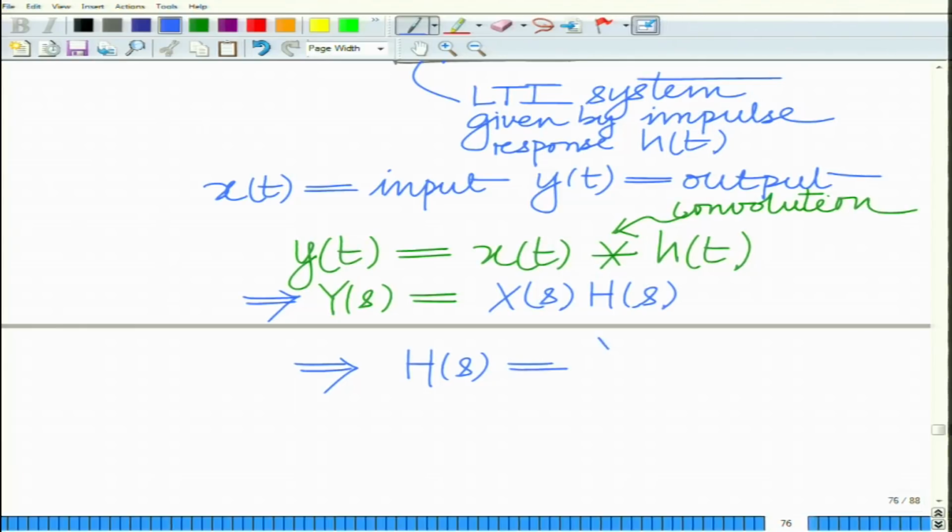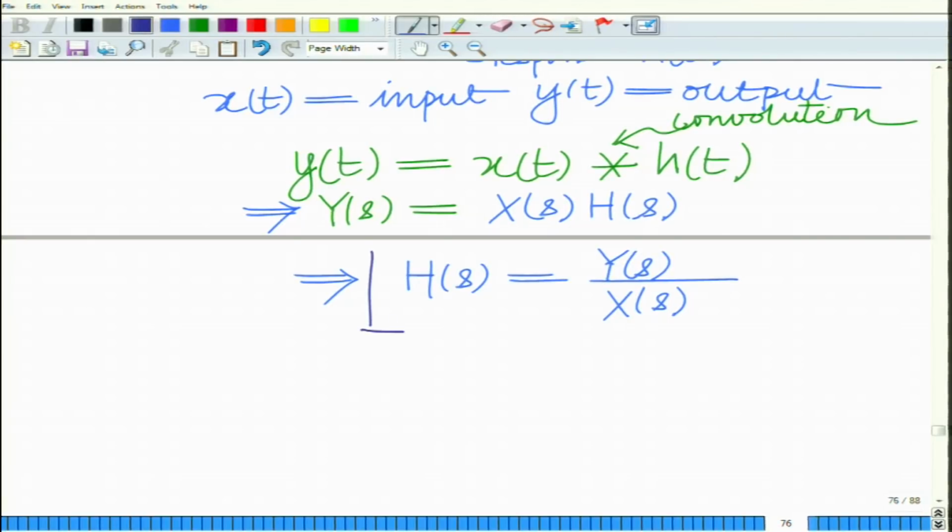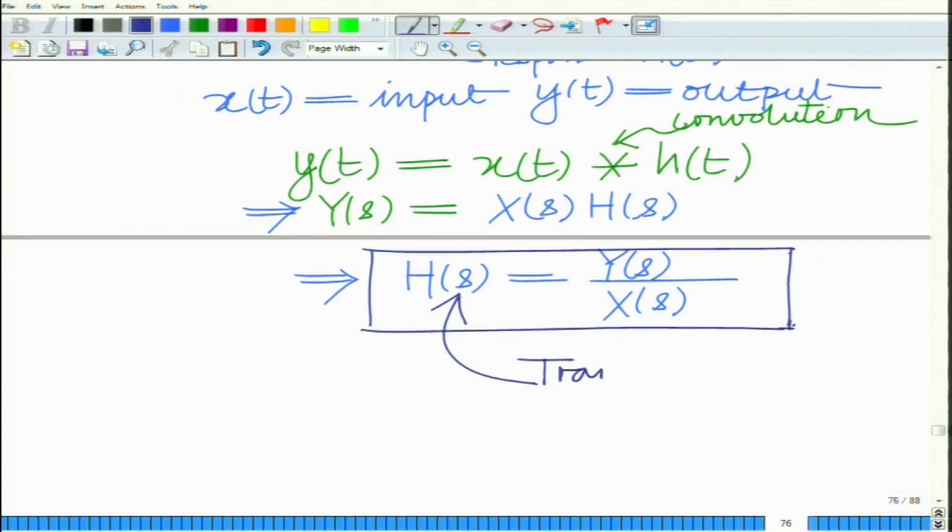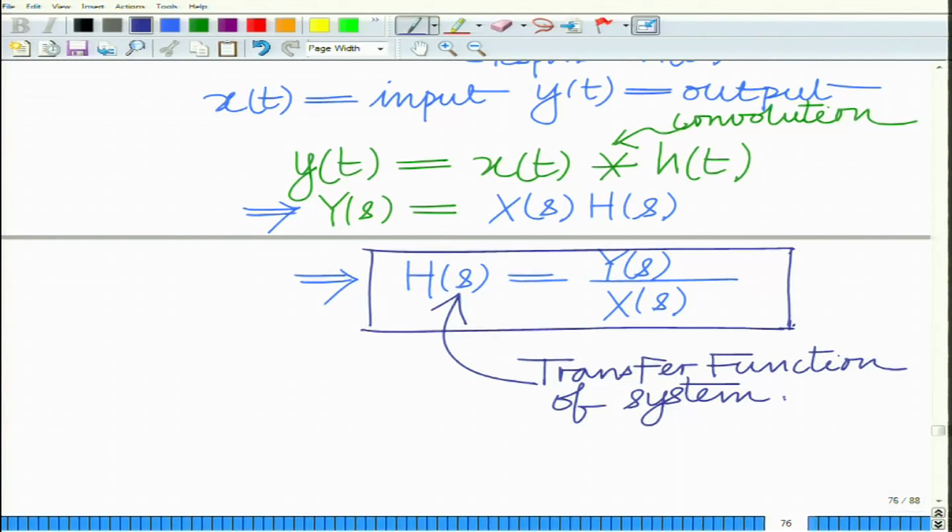This implies that H(s) equals Y(s) divided by X(s), and H(s), this quantity, has a very important role in the analysis of LTI systems. This is known as the transfer function of the system. H(s), which is the Laplace transform of the impulse response h(t), is known as the transfer function, and it is a fundamental property of the system. It characterizes the behavior of this LTI system in a very fundamental fashion.